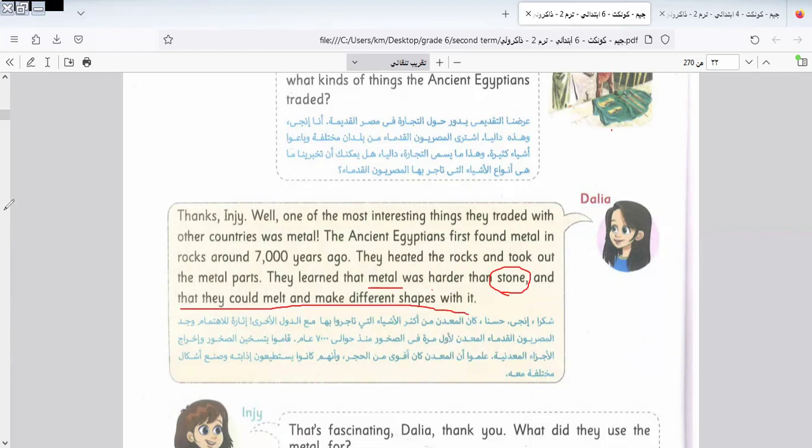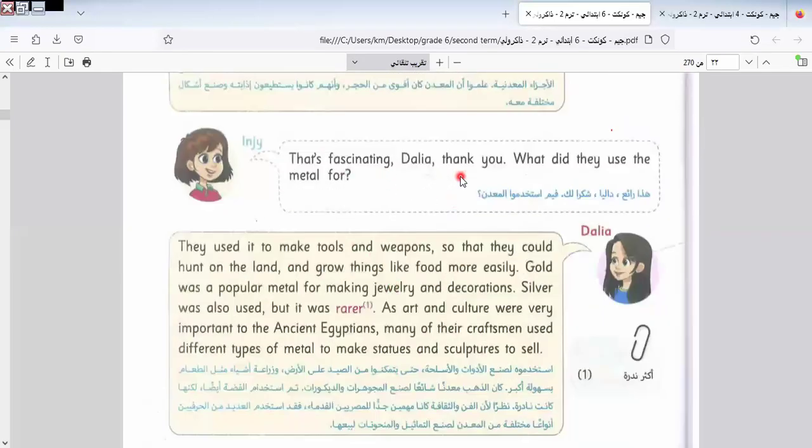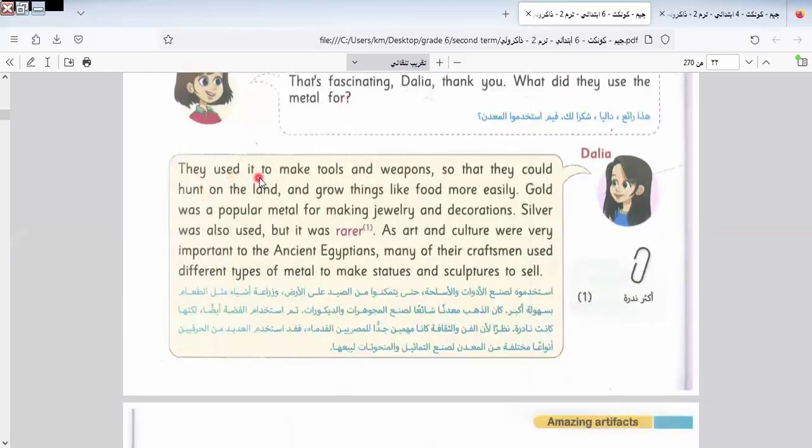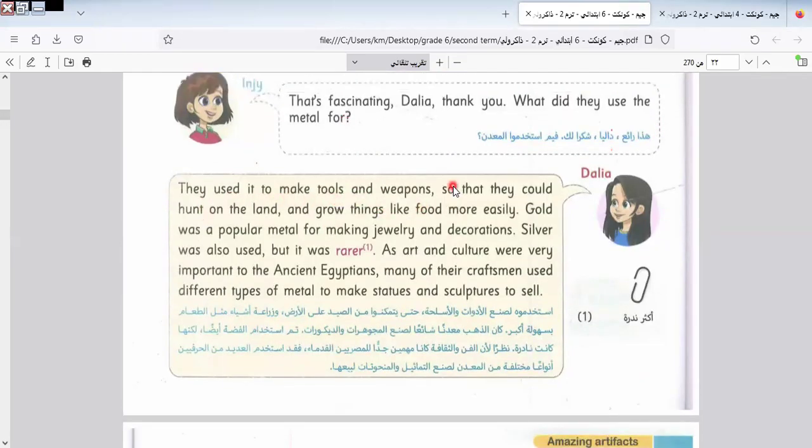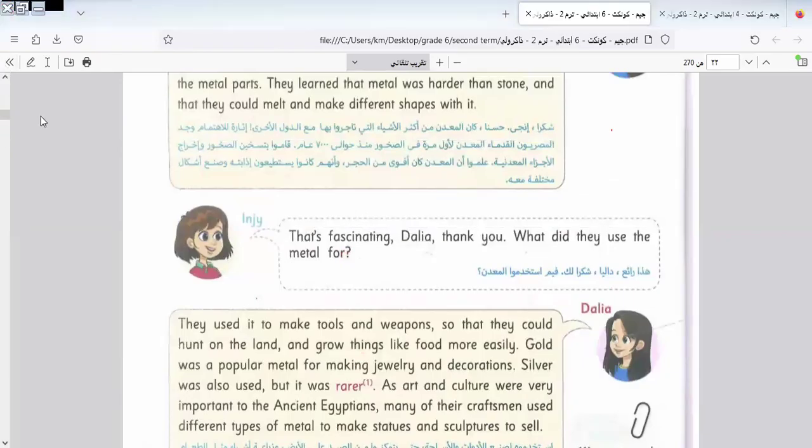Let's go to another item here. That is fantastic, Dalia. Thank you. What did they use the metal for? They used it to make tools. Here we say the uses of metal. Let's note the uses of metal. They used it to make tools and weapons, so they could hunt on the land and grow things like food more easily.